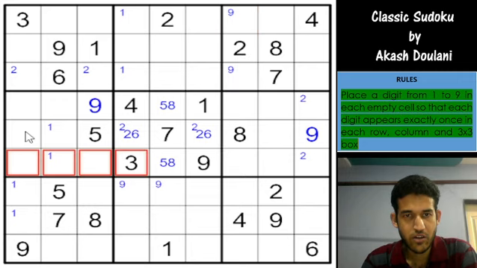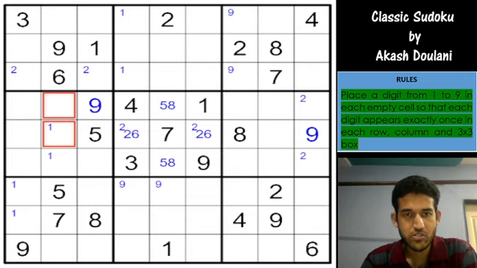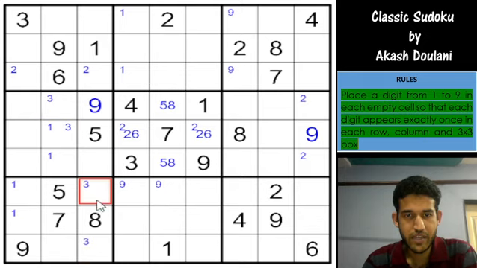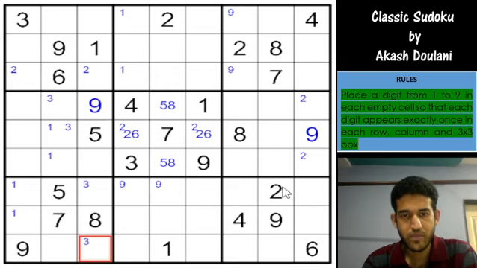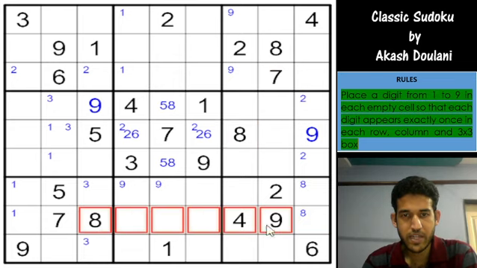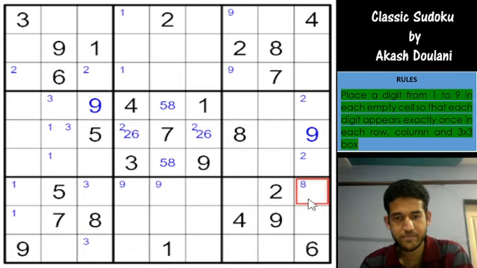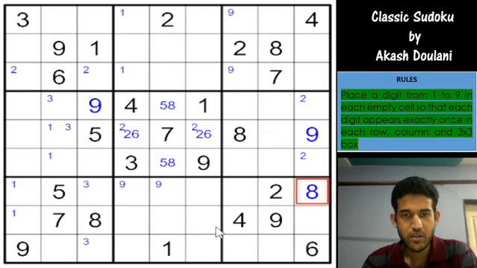Okay, 3 is in row 6, 3 is in column 1. So I'll just persist a little bit with these corner pencil marks. So 3 goes in one of these two cells and which means I get 3 in one of these two cells. Okay, now let us see. Okay, 8 is in column 7, column 8. So that gives 8 in one of these two cells, which means that I can mark the 8. And that gives 8 in one of these two cells.